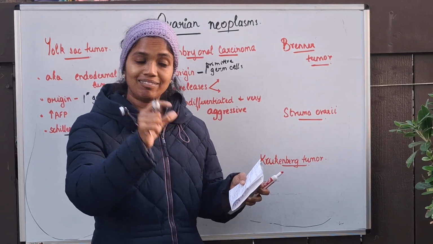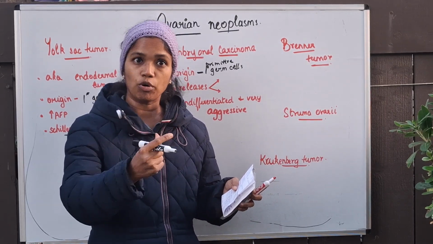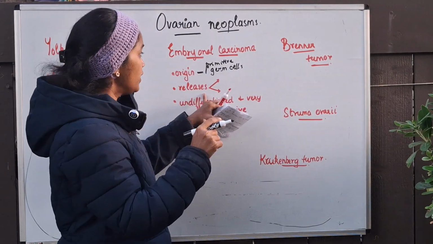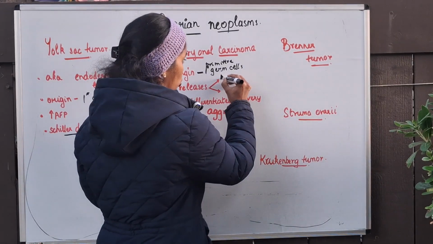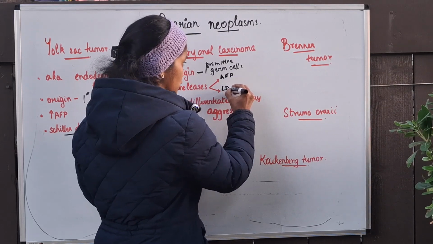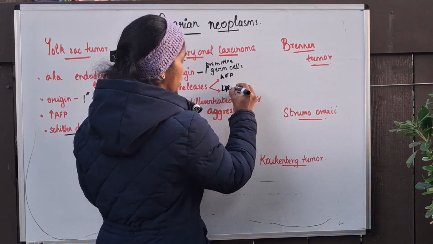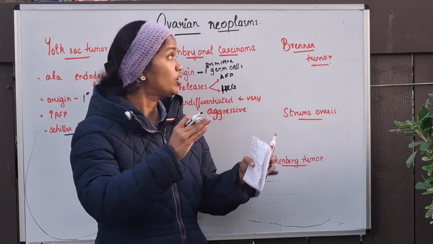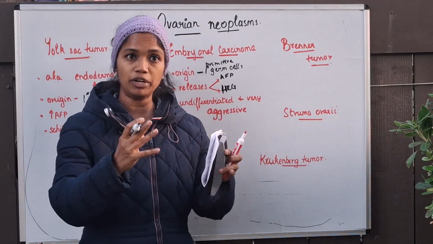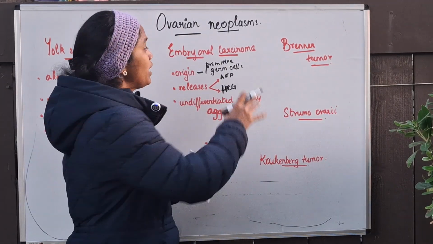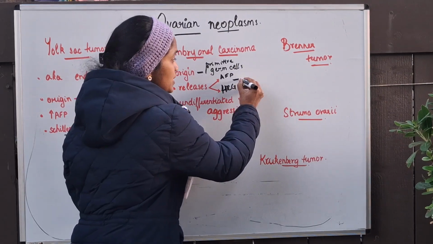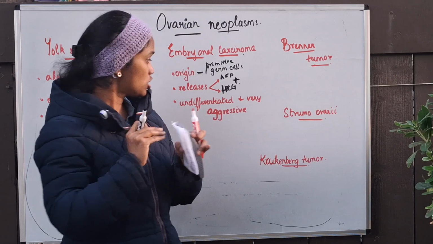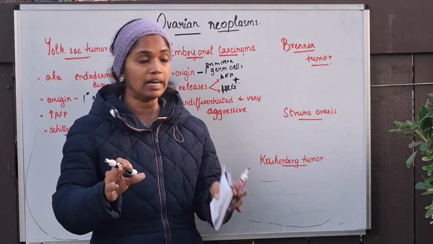But when it contains the placenta as an important component, then we call it embryonal carcinoma. Therefore, here it releases alpha fetoprotein as well as LDH, as well as HCG. HCG is released by the placenta. So the embryonal carcinoma has a major component, that is the placenta. Therefore when alpha fetoprotein along with HCG is present, we diagnose it as embryonal carcinoma. It is extremely undifferentiated and very aggressive.